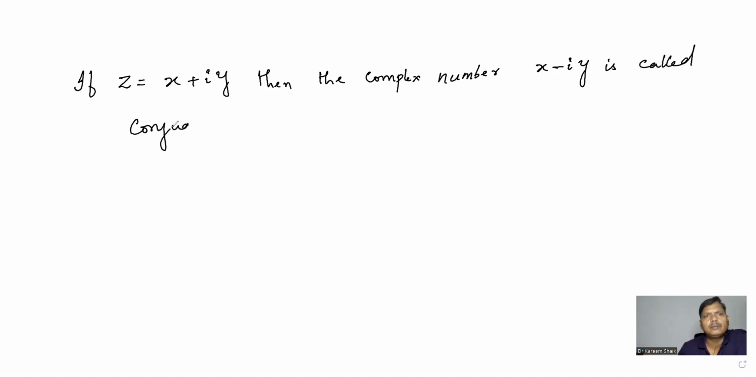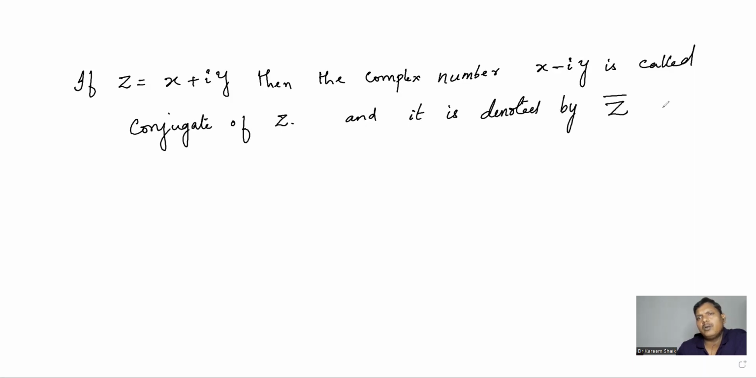conjugate of z, and it is denoted by z bar or z power star. Generally, I am writing z upon a line. We can pronounce it as z bar. For example, if z equals 3 plus 6 iota, then z bar equals 3 minus 6 iota.